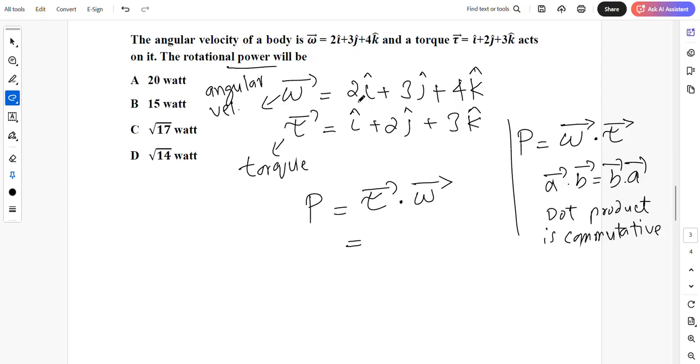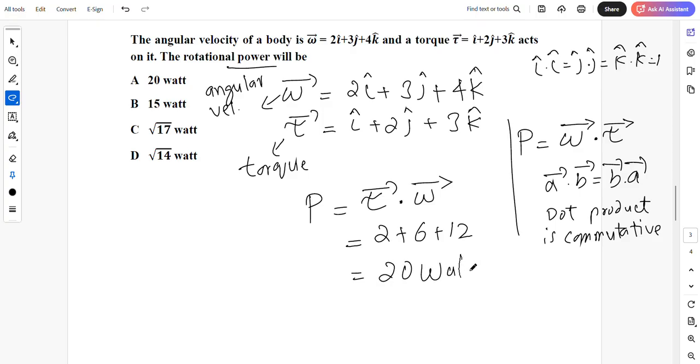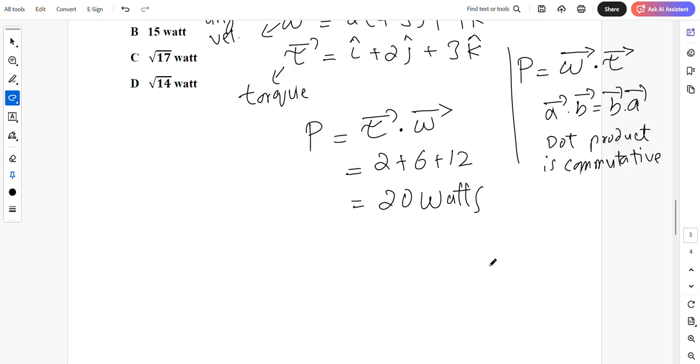Now we know that i dot i is equal to j dot j, equal to k dot k, which is equal to 1. Now 2 into 1 is 2, plus 3 into 2 is 6, plus 4 into 3 is 12. I hope you understood. 8, 20. 20 watts is the right answer. Hope you have understood. Next sum we'll see.